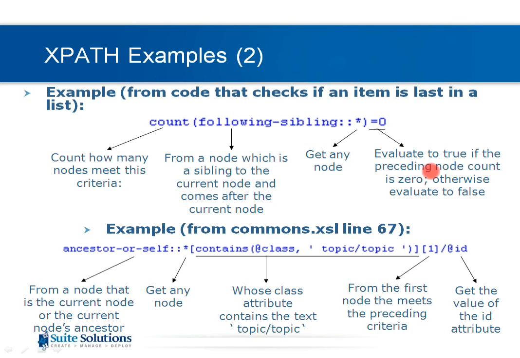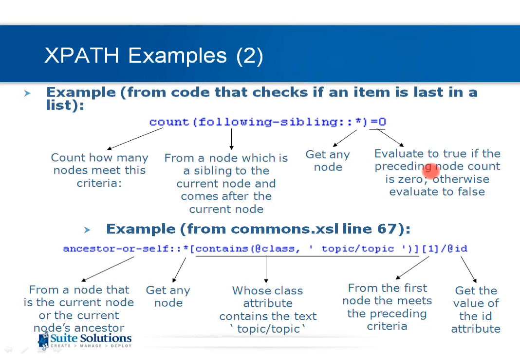If there are no nodes after my node, that means I'm last, right? If I'm last, then I can tell it to do formatting that applies to items that are last in the list. But if there is even one node that comes after me, a following sibling to the one I'm in now, then return false because that means I'm not last and I can ignore my special formatting rules.